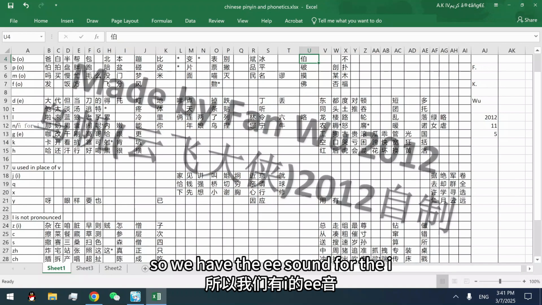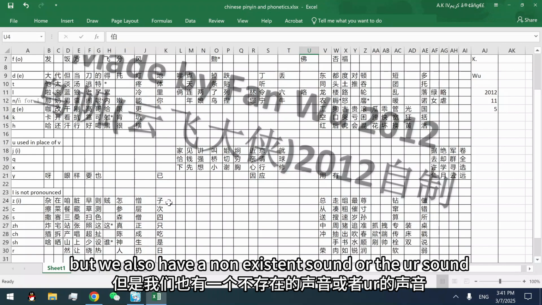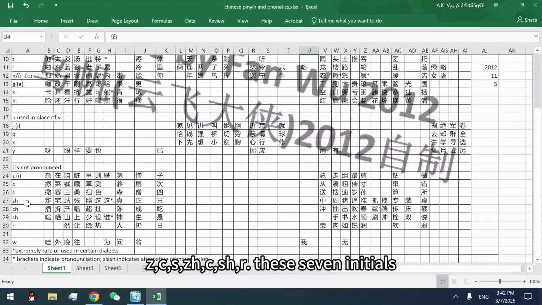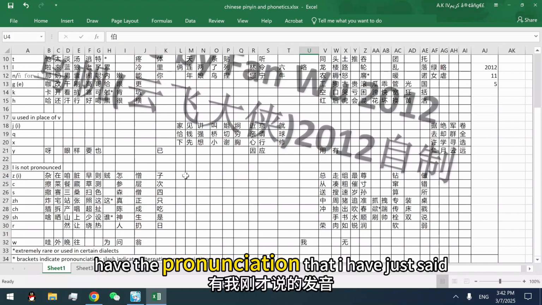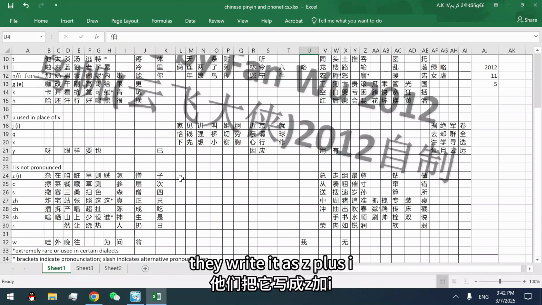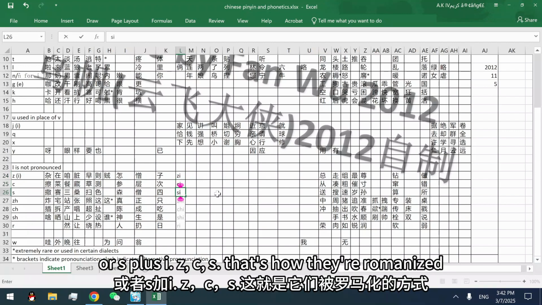Okay, yeah. So we have the yi sound for the I, but we also have a non-existent sound for this set of consonants or initials: Z, C, S, ZH, CH, SH, R. These 7 initials have the pronunciation that I have just said, but when they're written out, they write it as Z plus I, or C plus I, or S plus I. Z, C, S. That's how they're Romanized.